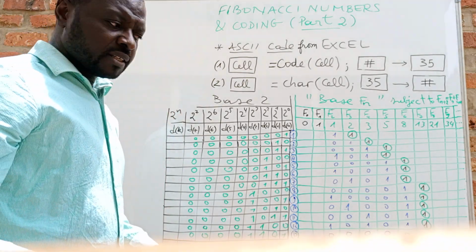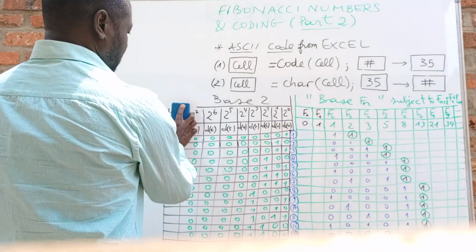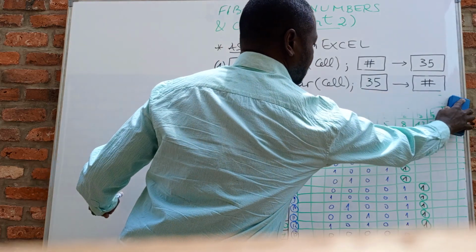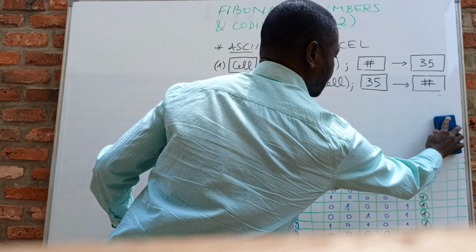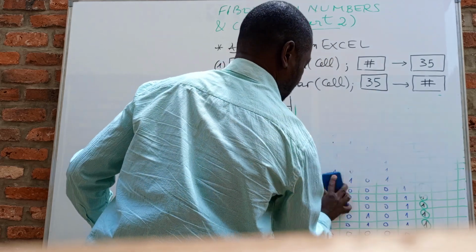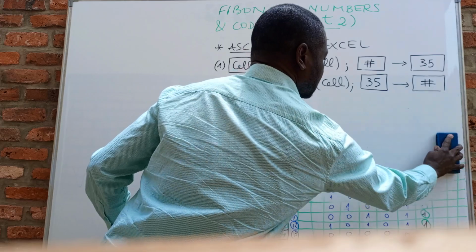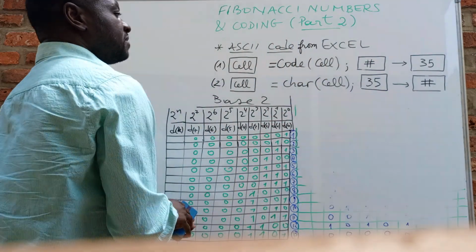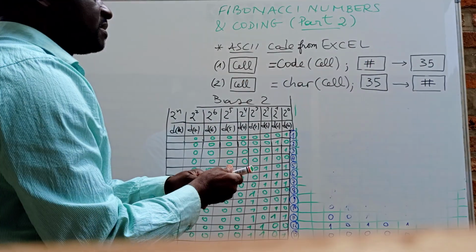Now, let us take an example of what we have here. For example, 35. So we want the code for this tag, this symbol, for example.